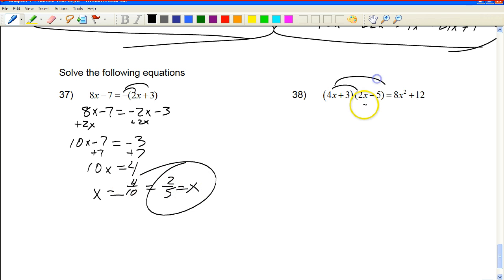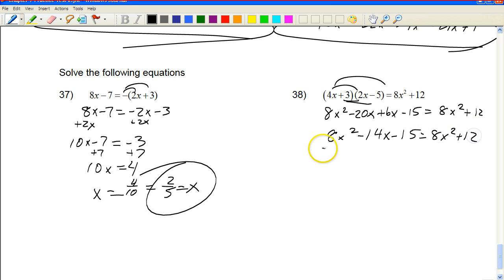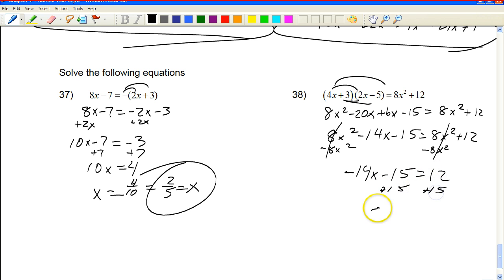Next. So we're going to distribute. So it's going to be 8x squared minus 20x. And we're going to do this one. Plus 6x minus 15 equals 8x squared plus 12. Combine like terms. 8x squared minus 14x minus 15 equals 8x squared plus 12. Minus 8x squared from both sides. Thank goodness that those cross out, because we wouldn't be able to do it if they didn't. Minus 15, or add 15 rather. Negative 4x equals 27, divided by negative 4, x equals 27 over negative 4. Woohoo, there's our answer. Good job, guys.